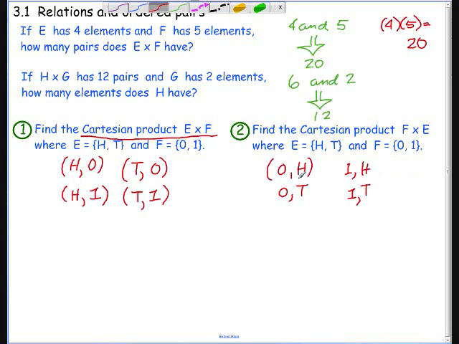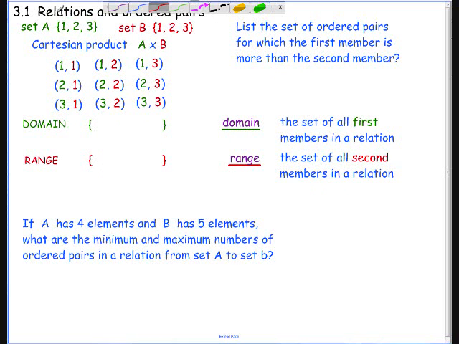So I guess it's not difficult, is it? It's just a matter of getting used to the terminology. Set A, set B. Now in this case, look at this. These are identical to one another. In this case, set A is equal to set B.